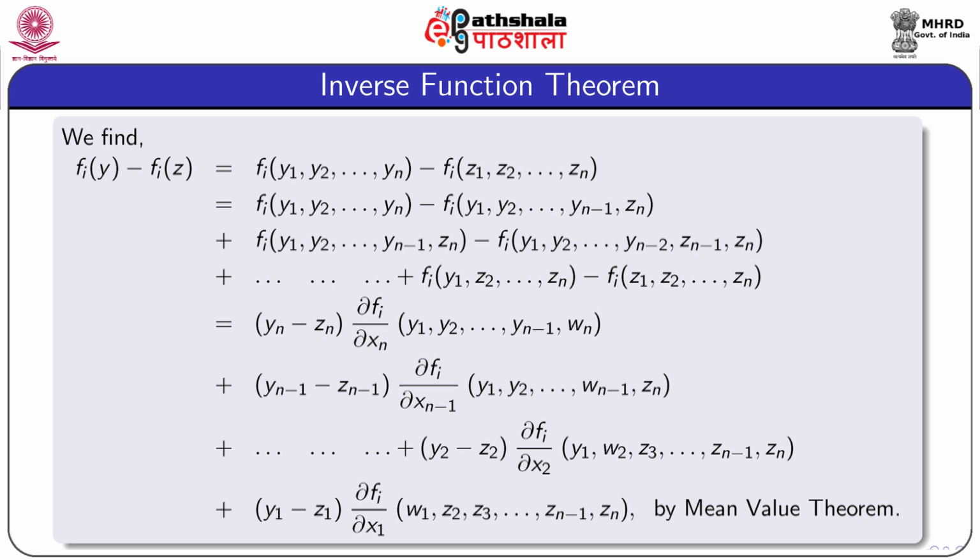All the items are written in pairs, and we find the points under consideration lie on a line segment which is parallel to a coordinate axis. Now, we are using the mean value theorem. So, this we can write as (yn minus zn) del Fi/del xn (y1, y2, ..., yn-1, wn) plus (yn-1 minus zn-1) del Fi/del xn-1 (y1, y2, ..., wn-1, zn). We continue this. So, the last term will be plus (y1 minus z1) del Fi/del x1 (w1, z2, z3, ..., zn).